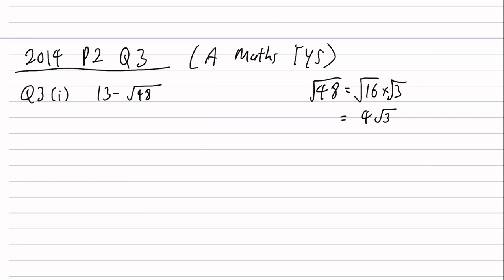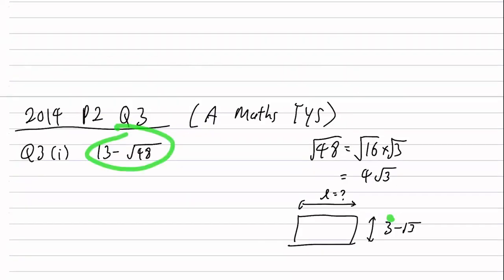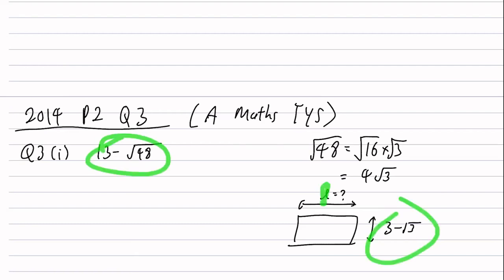Then in the case where the quadrilateral is a rectangle with width 3 minus root 3, I'll draw a rectangle. The width is 3 minus root 3. Without using a calculator, find the length of the rectangle in the form a plus b root 3. So we want to find out this length here. What is it equal to? We are given the area, we're given the width. What do you do to find length? Area, width, how to find length? Area divided by width. Very good.